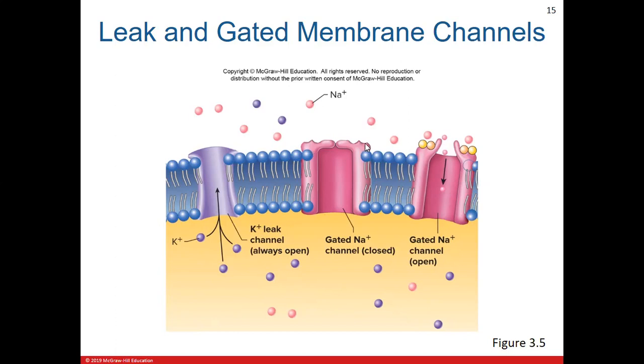Whereas here, notice that this sodium channel is closed. It's a gated channel, but it's closed, and so that means nothing can pass through here. On the far right, you have another gated sodium channel, but this has a molecule here called a ligand that has now opened this channel. Once this is opened, the sodium ions can still go from high to low concentration, so this is still diffusion. So these would move from high concentration of sodium into the cell to an area of lower concentration of sodium.